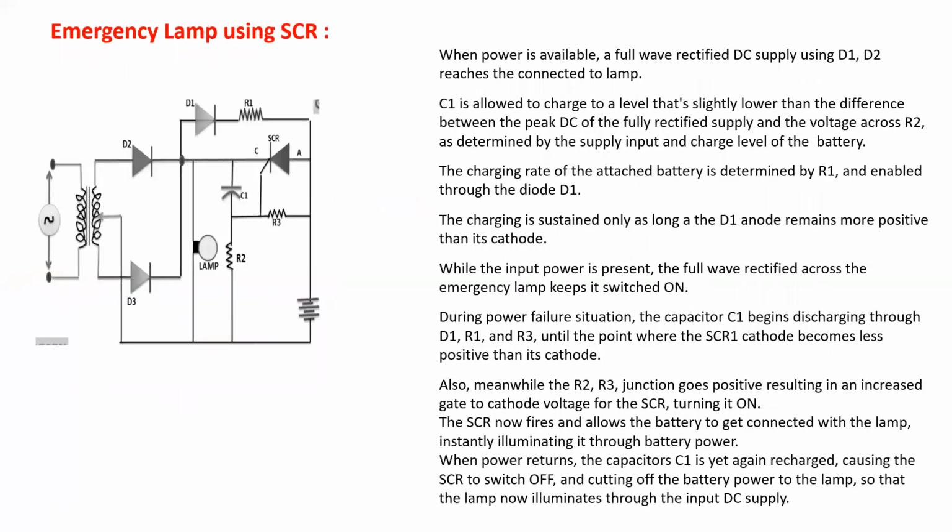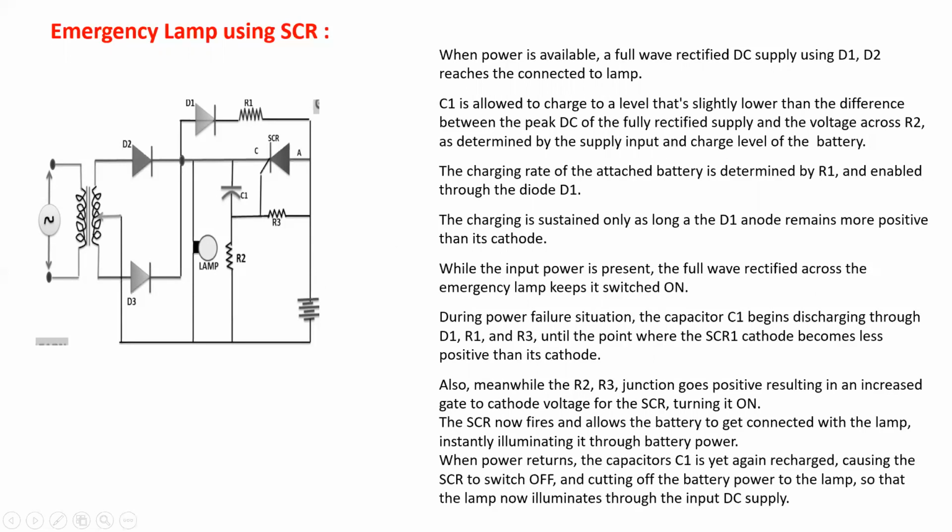This circuit is the emergency lamp using an SCR. The emergency lamp means that when the AC supply, or electricity, is present, the lamp is on on that basis. But when there is a failure of the AC supply, the lamp stays continuously on with the battery voltage. The battery is charged during the presence of the AC voltage.